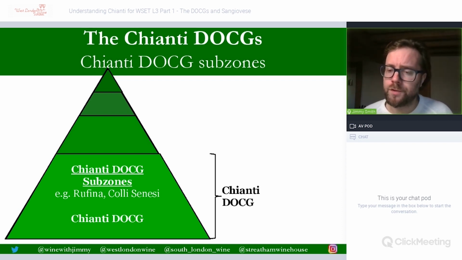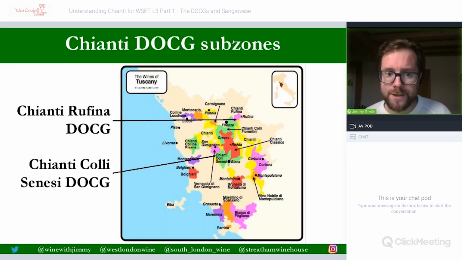Not all the subzones are higher quality, but the 2 that have been identified here are, and there'll be grapes from a particular part of the Chianti zone. So that is Rufina, for instance, and Colli Senesi, the hills of Senesi. And the name will also appear on the label. You must understand, though, that Chianti Classico is not a part of these 7 subzones. It is a separate higher level quality DOCG. So let's have a look at where these are.